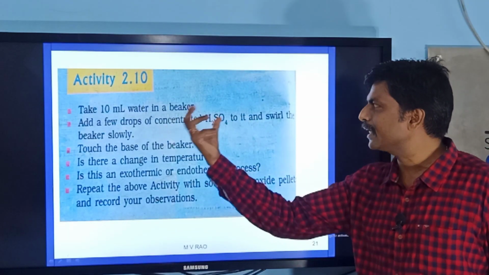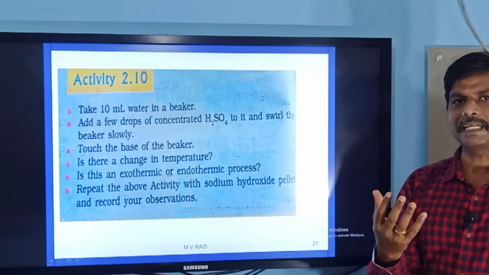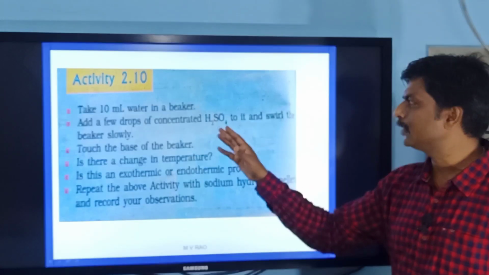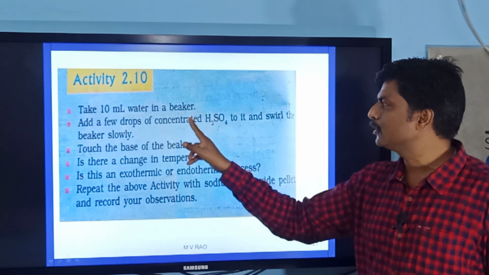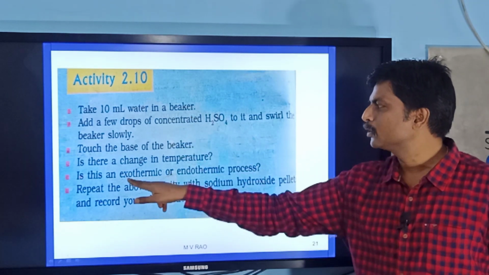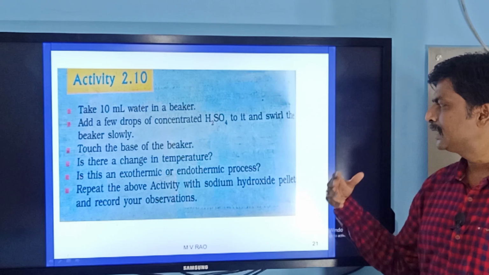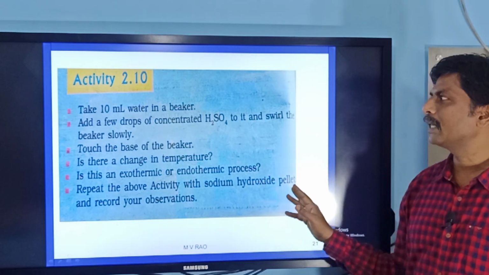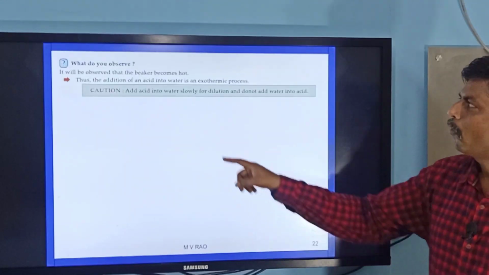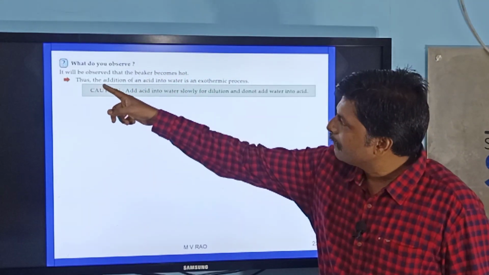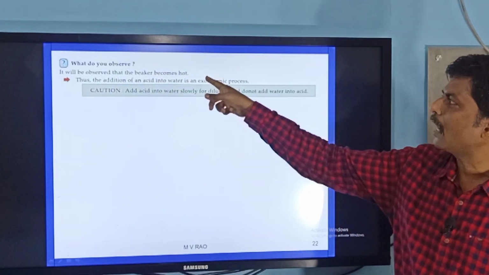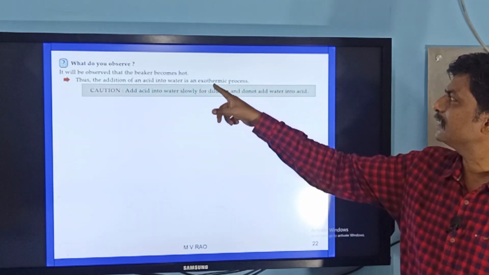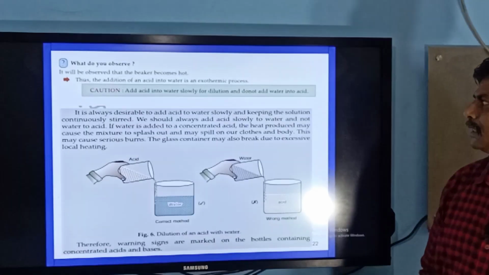Because you are taking concentrated sulfuric acid and you are making dilution. You are adding water means dilution. Because of dilution, heat is liberated. So it is an exothermic process. Similarly, dilution of base is also an exothermic process. So what do you observe? It will be observed that the beaker becomes hot. That means addition of an acid into water is an exothermic process.